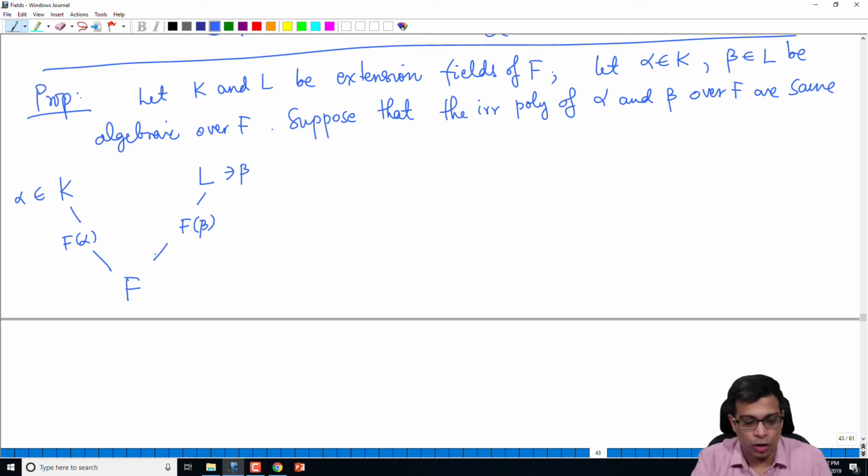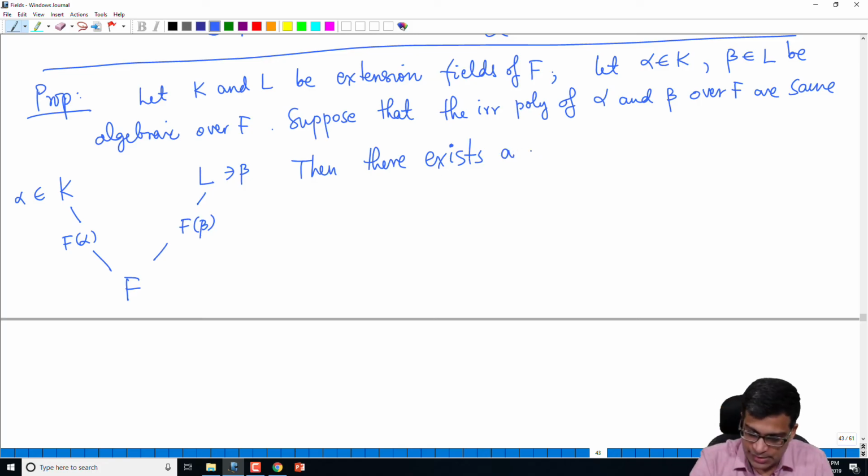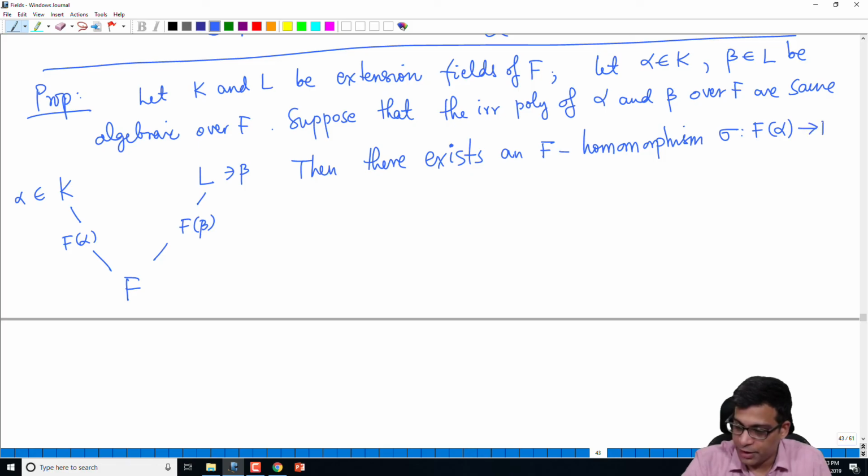K and L are not necessarily algebraic extensions. The elements alpha and beta are algebraic and their irreducible polynomial is the same. Then there exists, so this completes the previous proposition. Together these two propositions are very important for us. Then there exists an F homomorphism sigma from F alpha to F beta such that sigma alpha is equal to beta.